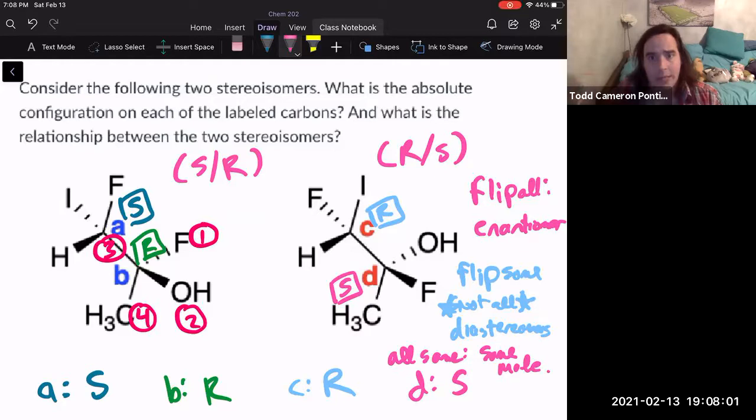The other thing I want to note is this applies for any number of stereocenters. So if you have three stereocenters and it's S, S, and S, then the enantiomer would be R, R, and R. A diastereomer of S, S, S would be like S, S, R, R, S, R, S, R, R, and so on. Again, flipping all of them gets you the enantiomer. Flipping any number other than all of them gets you the diastereomer. And we'll take a closer look at that in just a moment.